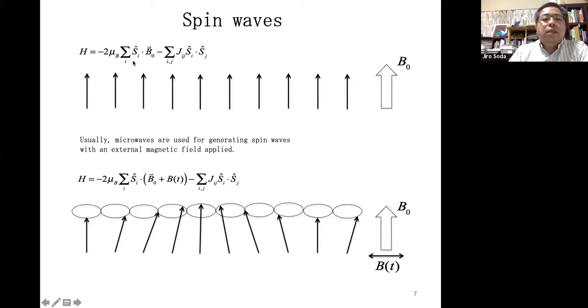You see that because of this term, all of the spins are aligned in the z direction. The z direction is the direction of the magnetic field. Then usually microwaves are used for generating spin waves. Actually, a microwave has a time-dependent magnetic field. So if the direction of this time-dependent magnetic field is perpendicular to the imposed uniform magnetic field, then you will see the spin waves are generated here like this.